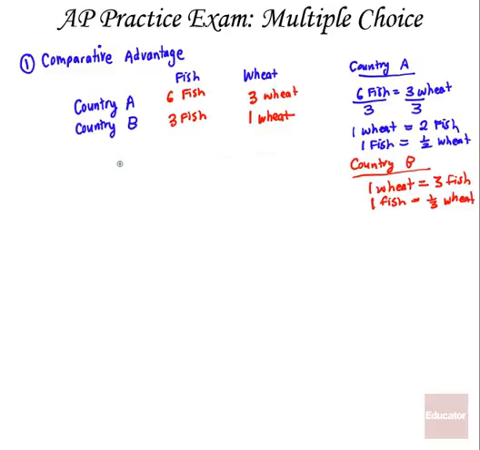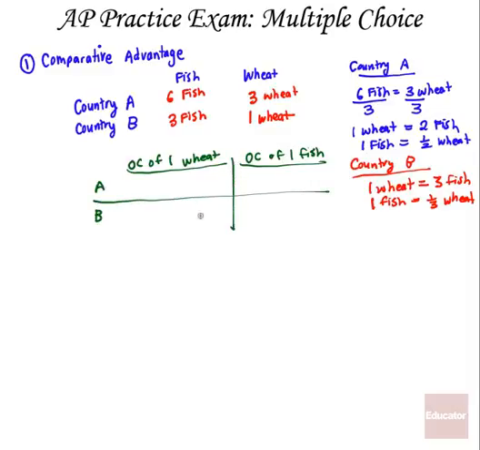So the table you're going to use here is the opportunity cost of 1 wheat, opportunity cost of 1 fish, and this is country A and country B. And let's just plug in the numbers here. Okay, so opportunity cost of 1 wheat for country A would be 2 fish. For country B, 1 wheat is 3 fish. And 1 fish would be 1/3 of a wheat right here. And 1 fish would be 1/2 of a wheat here.